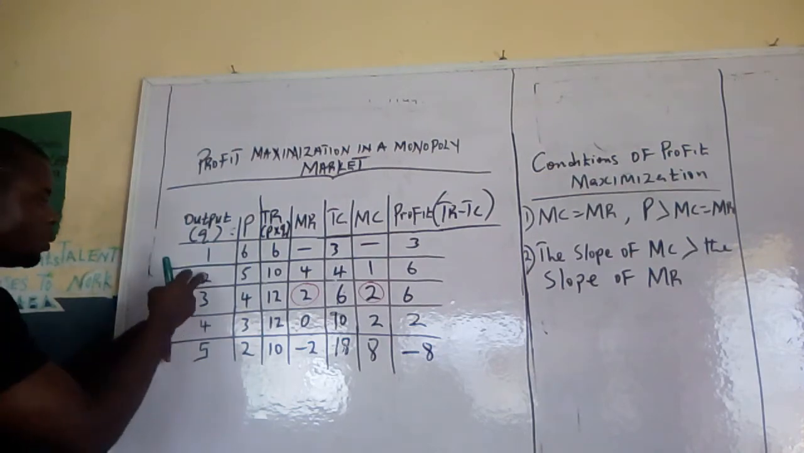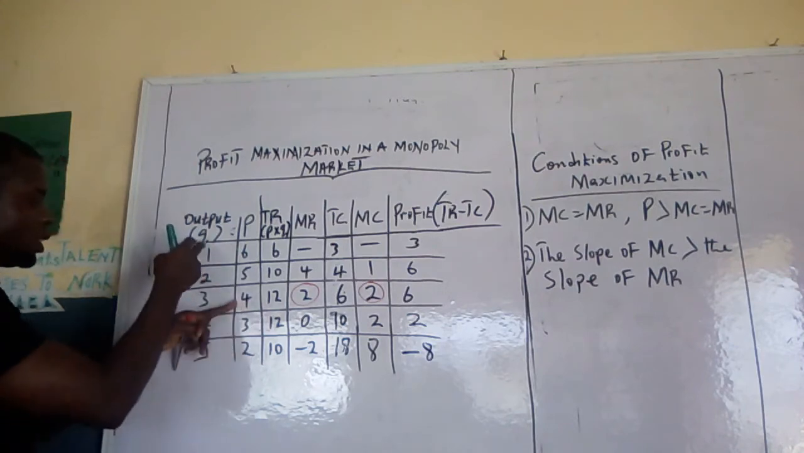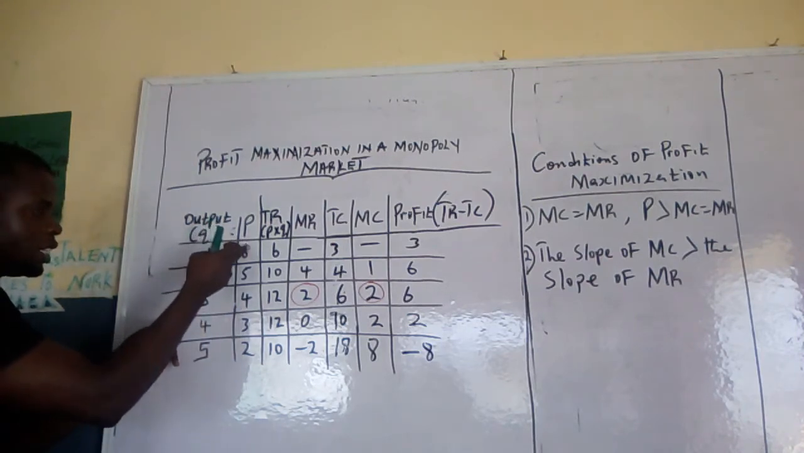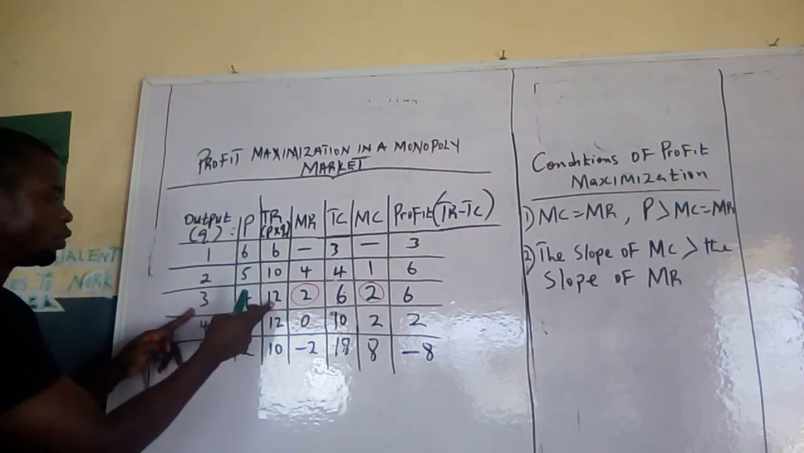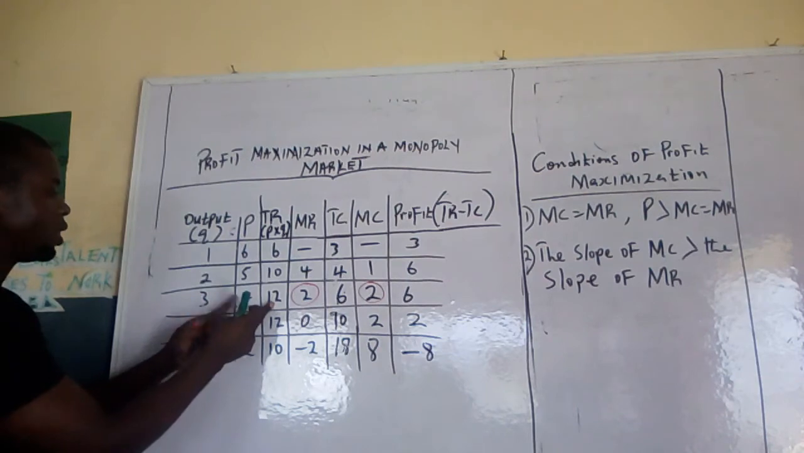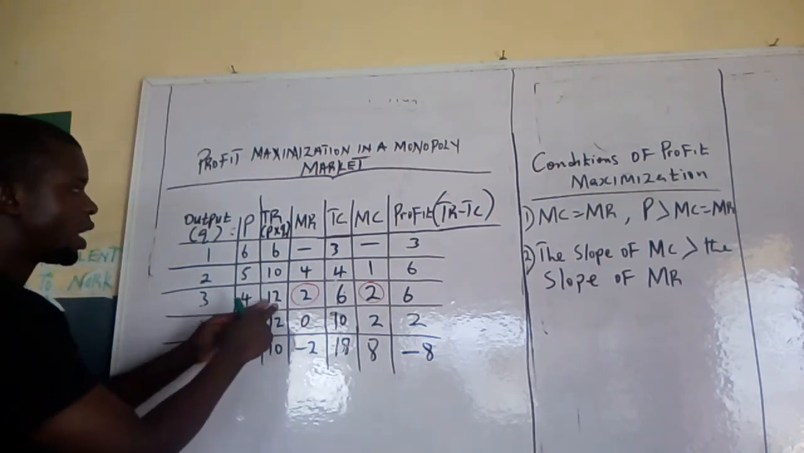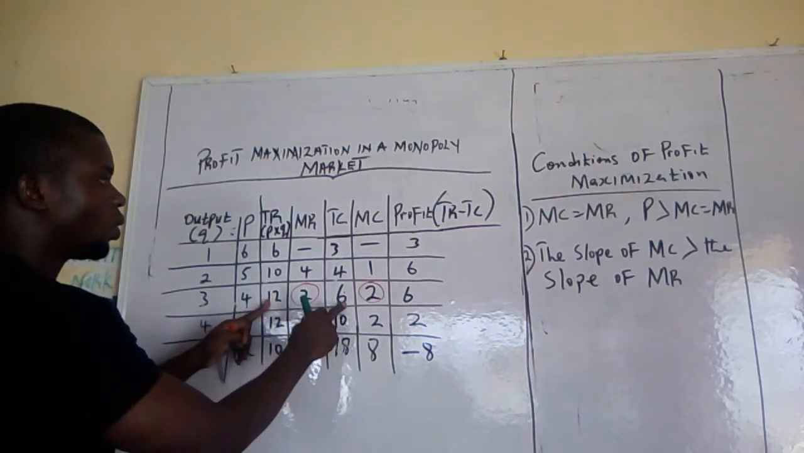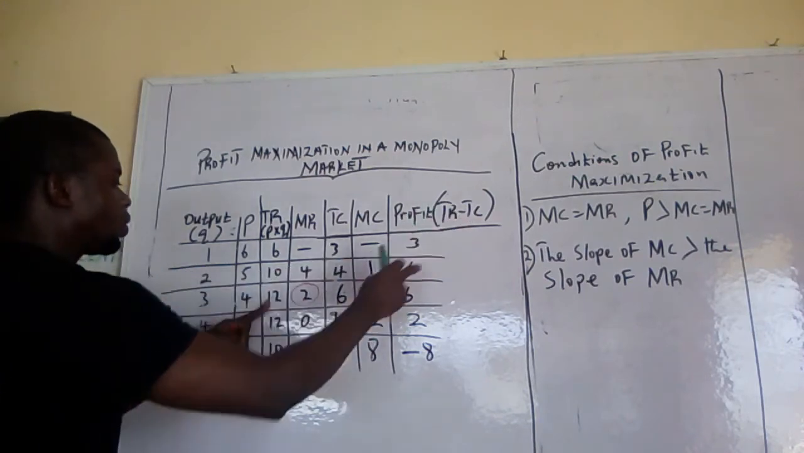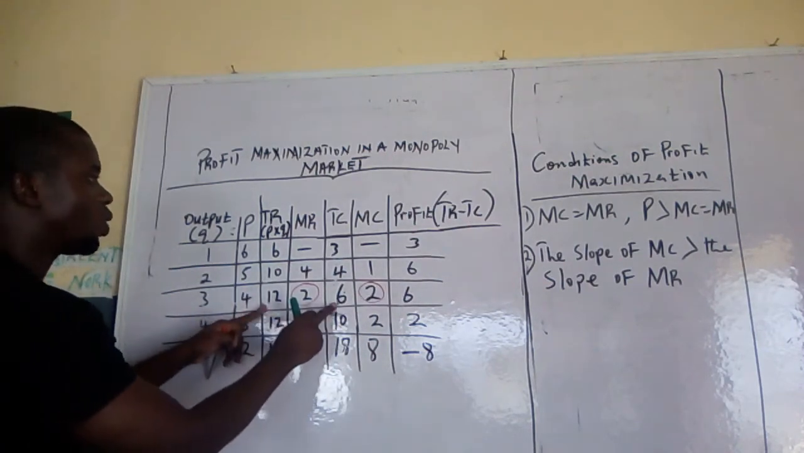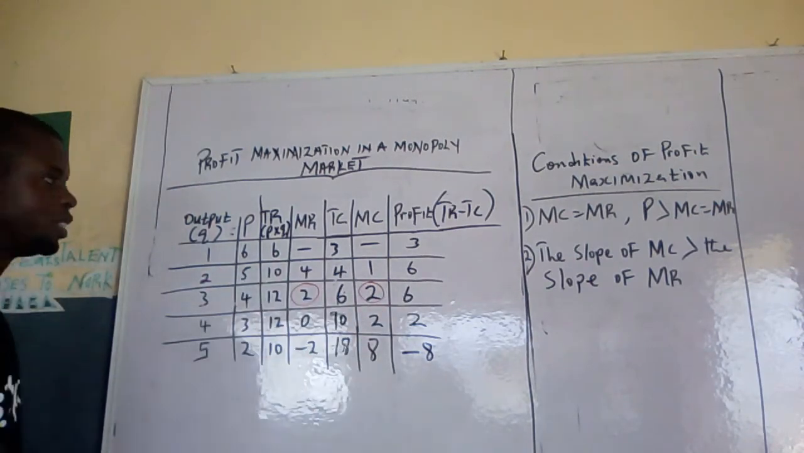Then look at this point again. When the price falls to 4, quantity demanded increases, which shows that the lower the price, the higher the quantity demanded. Then we have total revenue of $12, which is P times Q. We have our marginal revenue, our total cost, our marginal cost, then our profit. How do we get this profit? Total revenue minus total cost. Our total revenue is 12, our total cost is 6. 12 minus 6, we have $6. So that is how we have all of this here.